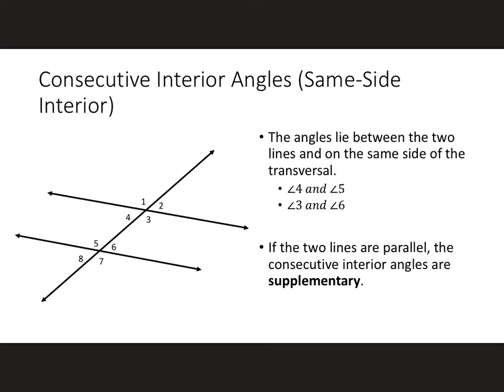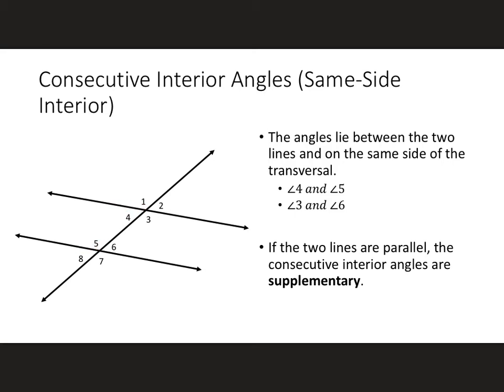Consecutive interior angles, or same-side interior angles, are two angles that lie between the two lines, but this time they are on the same side of the transversal. Angles 4 and 5 are both on the left side of the transversal, making them consecutive, and they are between the two lines, making them interior.